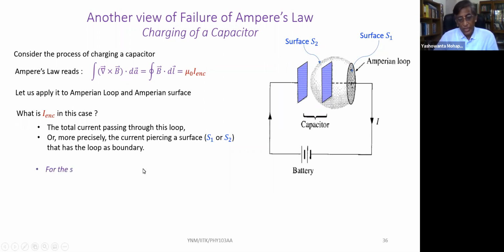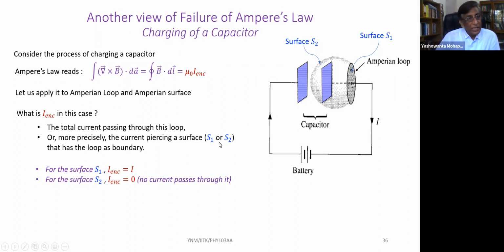Okay, let's look at that. For the surface S1, I enclosed is, of course, I, going like that. But what about the surface S2? I enclosed is 0, because no current is piercing it. This is only the electric field piercing through it. So I enclosed is 0. They have the same boundary, and it should be mu naught I enclosed, but this surface has no current enclosed.